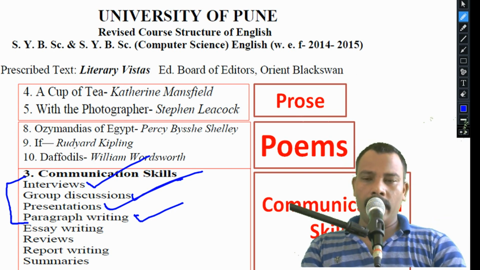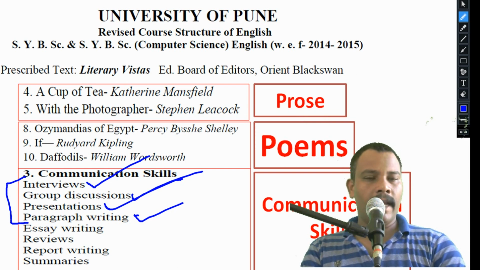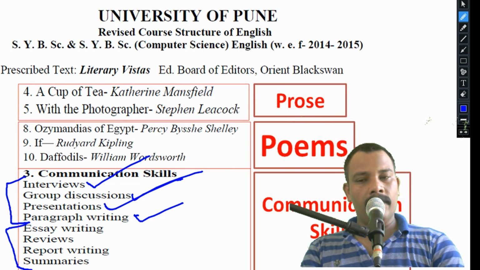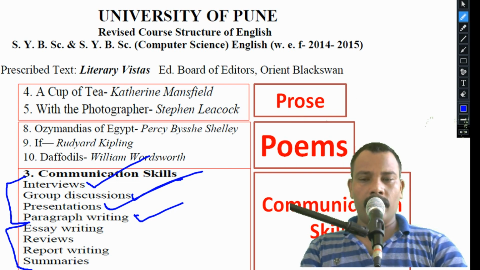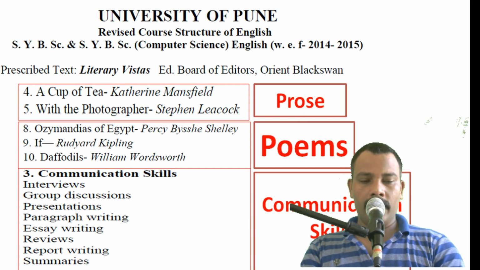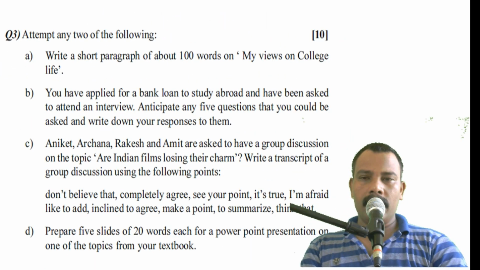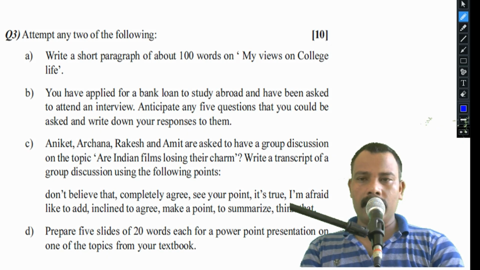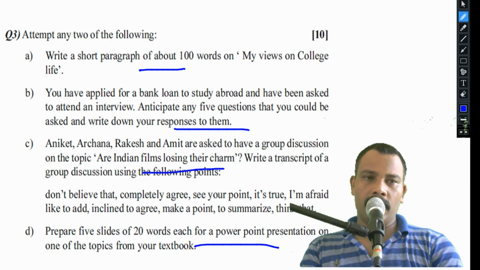So interviews, group discussion, presentations and paragraph writing carry 10 marks. And again the last 4 points, essay writing, reviews, report writing and summaries, even they carry 10 marks. That is in question number 4. So I hope you are getting whatever I am discussing with you. This is about question number 3, which we already discussed. It relates to paragraph writing, interview skills, group discussion, and the last one, PowerPoint presentation or presentation skills.